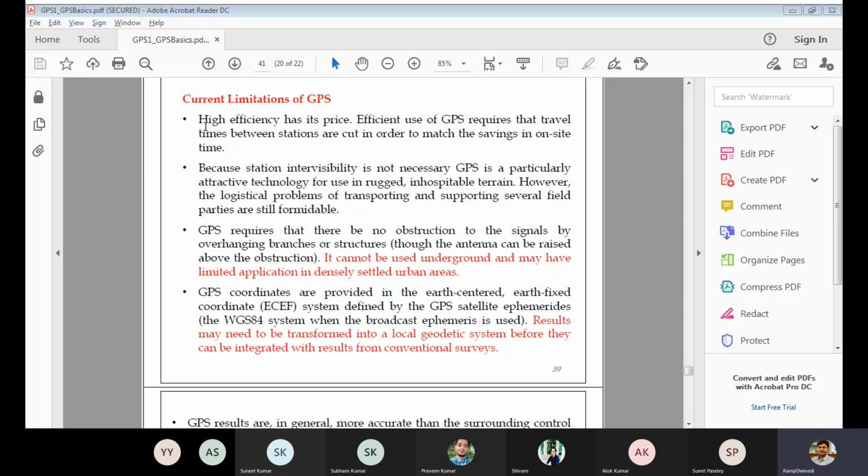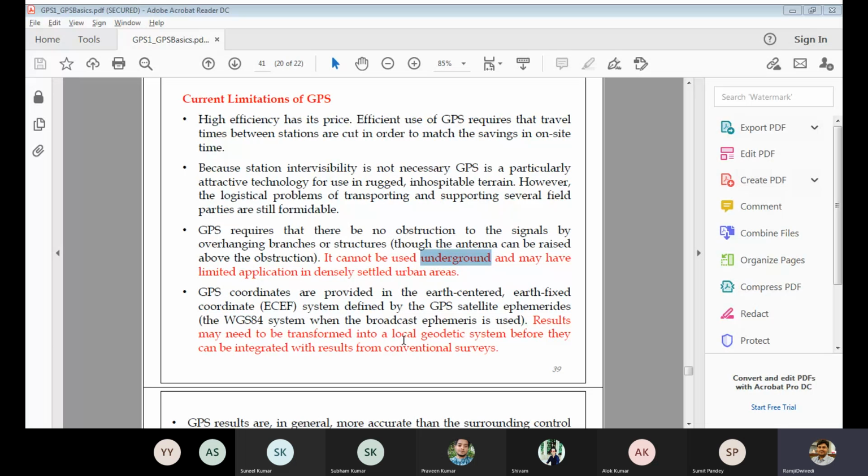Limitations: high efficiency has its price. If you want very precise information in terms of position, you need to pay more. Because station intervisibility is not necessary, GPS is a particularly attractive technology for use in rugged, inhospitable terrain. However, the logistical problems like transportation and supporting several field parties are still formidable. It cannot be used underground. You need an open sky to work with it.